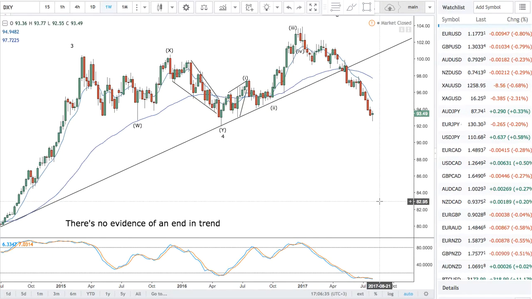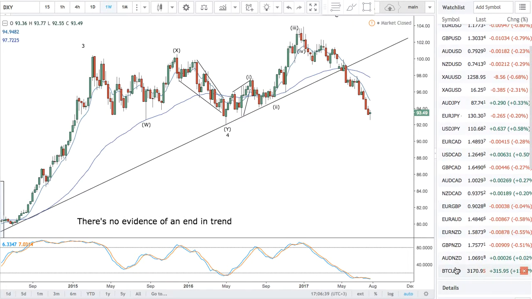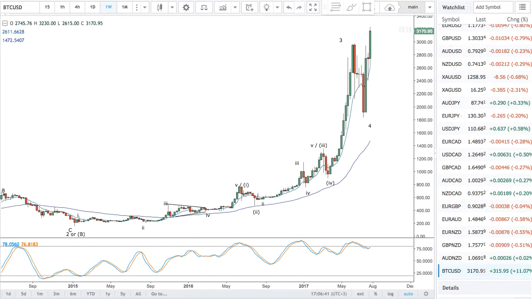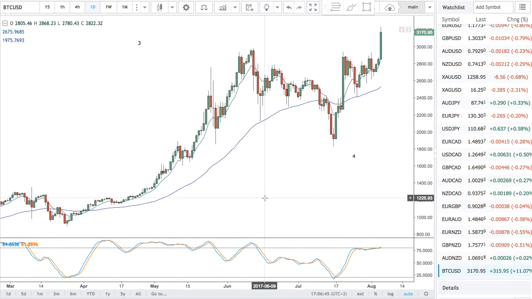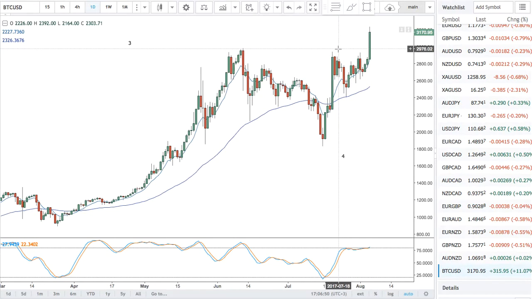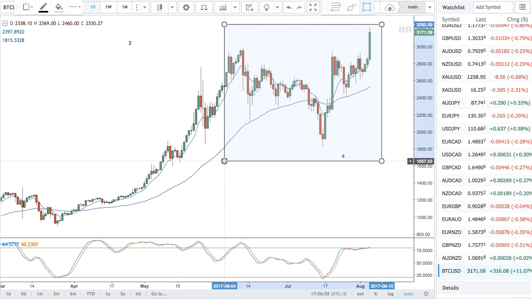Now, finally, we got some reversal action on the US dollar, but I will actually start with Bitcoin, as this market is open on the weekends. Updating what I mentioned as one of two possibilities, the preferred possibility at this stage, though there's no evidence for it as the upside is holding, is that this will turn into a larger flat for wave 4.